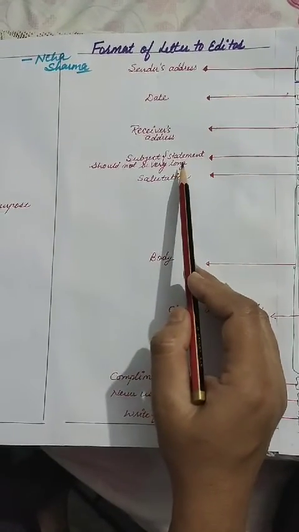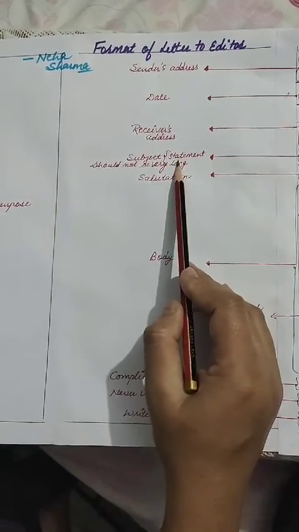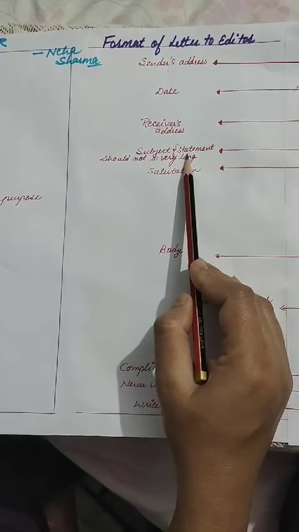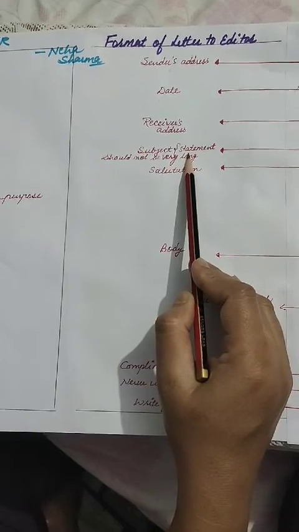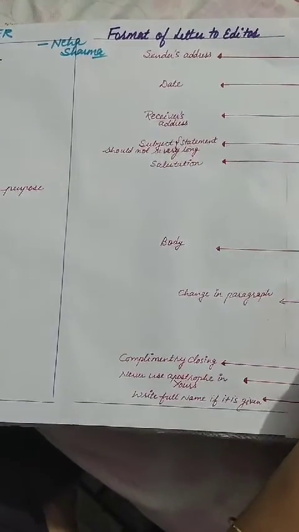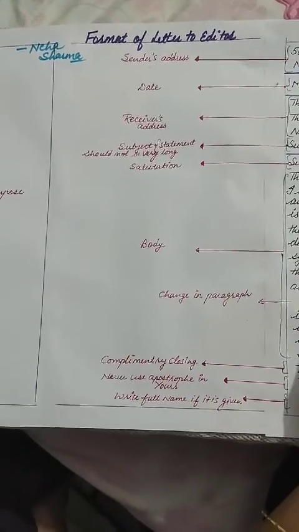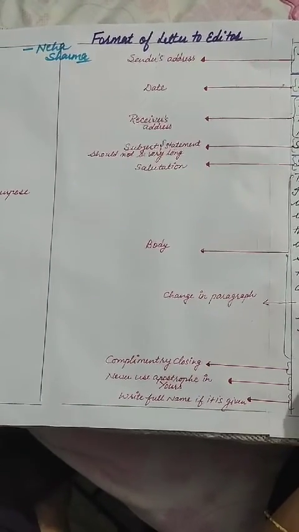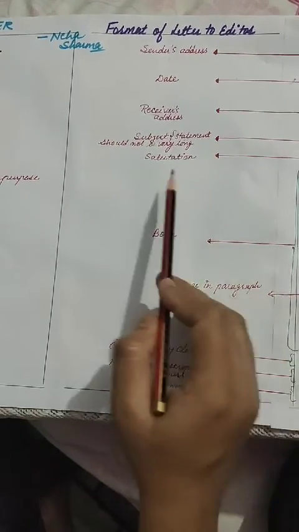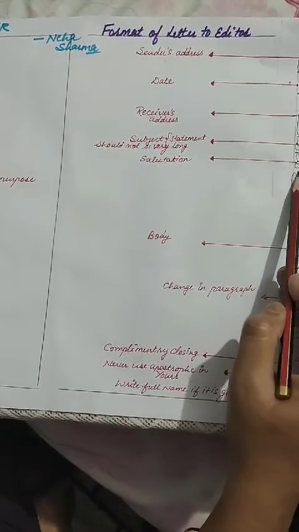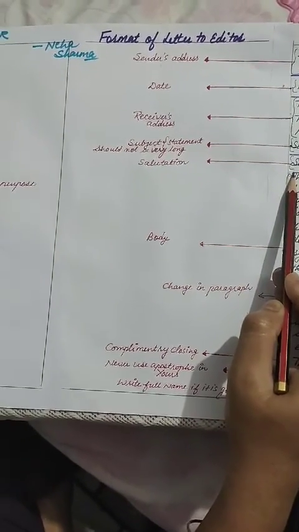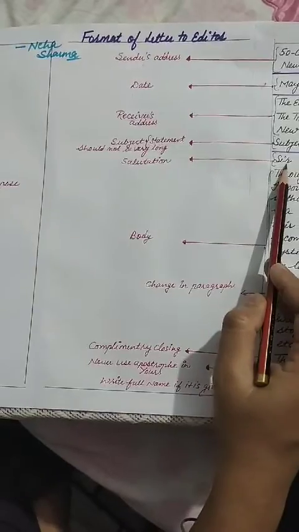Number 4, subject of the letter. Write the main purpose of the letter in one line. It must convey the matter for which you are writing the letter. And keep in mind always that phrases you have to use here. Don't write very long sentences, very long statements here. Next one is salutation. For formal letter, the salutation to be used are sir, respected sir, or madam.